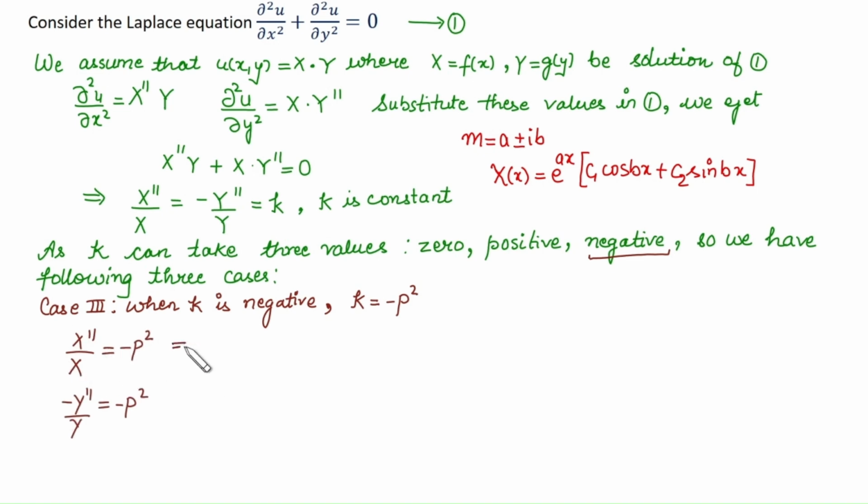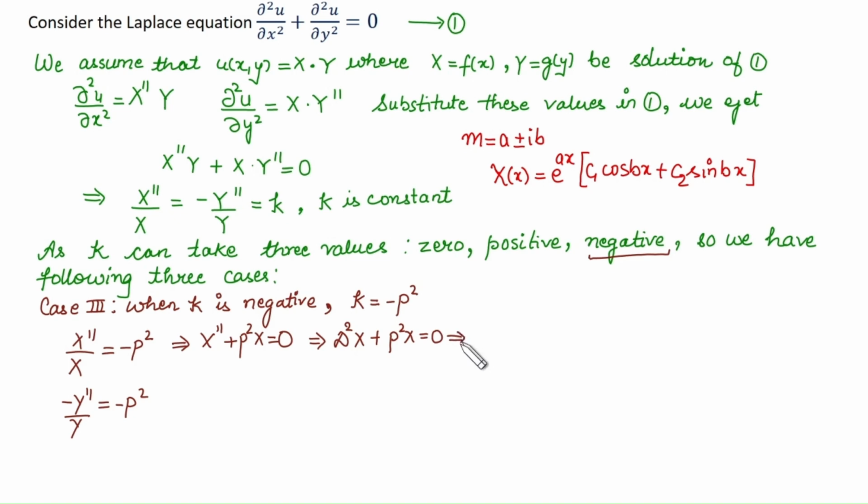Substitute k equal to minus p square and extract the two ordinary differential equations. Simplifying the first ordinary equation, we get the second order derivative of x plus p square into x equal to 0. Again, this is a homogeneous differential equation, so we can use the operator method. Here we have taken the derivative of x two times, so we can write D square x plus p square x equal to 0.